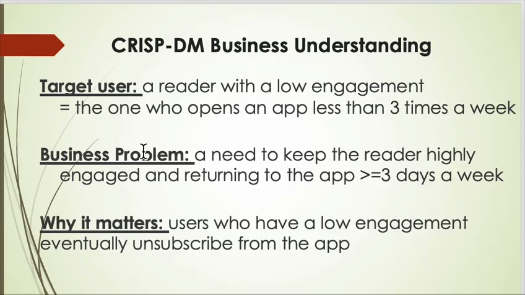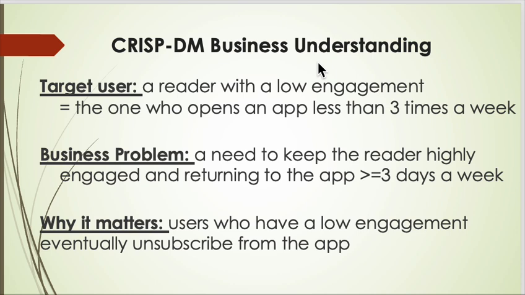So the target user for us would be a reader with the low engagement. We don't need to address those who are already highly engaged. How do we define what is the low engagement? So the business decision here is that the low engagement is when the user opens an app less than 3 times a week. And the number of times per week is more important than the total reading time.